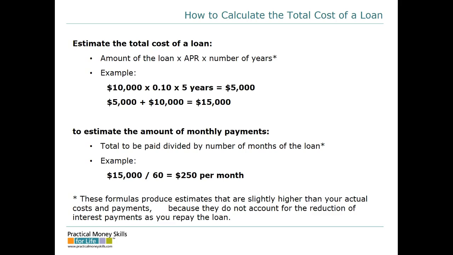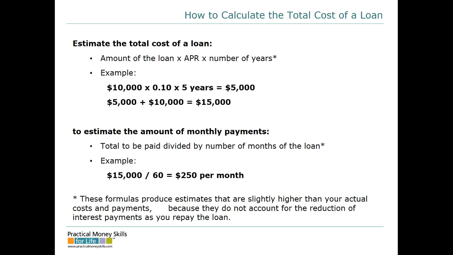So you take three things, three variables: the amount of the loan, the annual percentage rate, and how long you're going to take to pay it off. So if you buy a car for $10,000 at 10% and you're going to pay it off in 5 years, then your interest would be 10,000 times 10% times 5, which is $5,000.